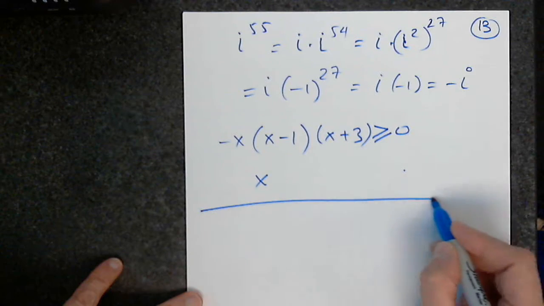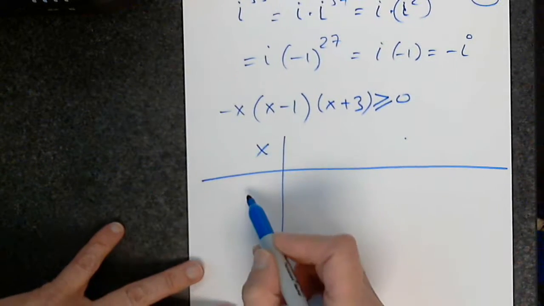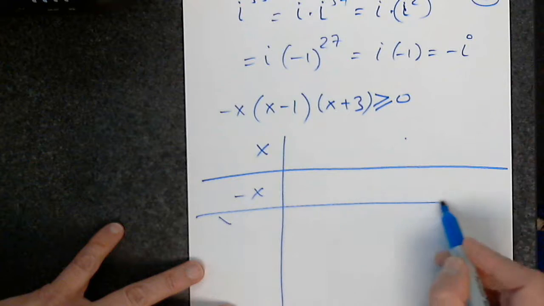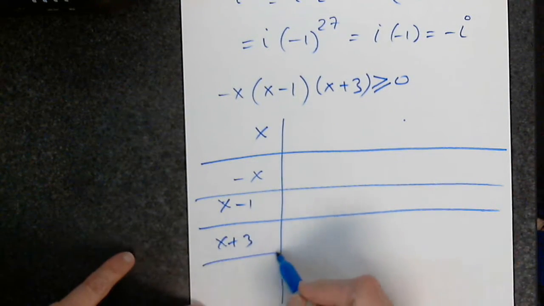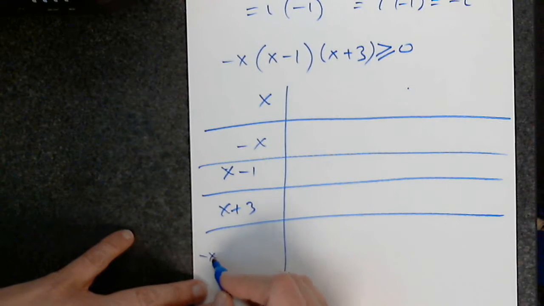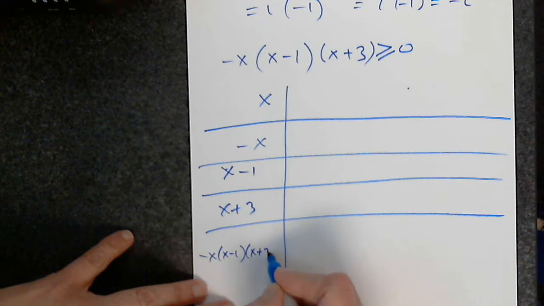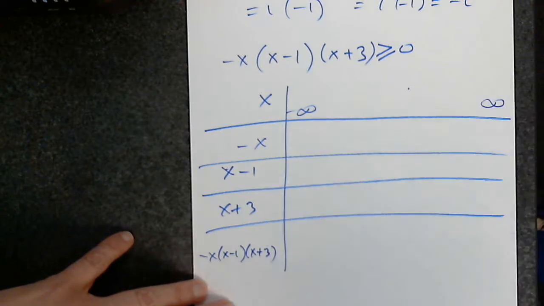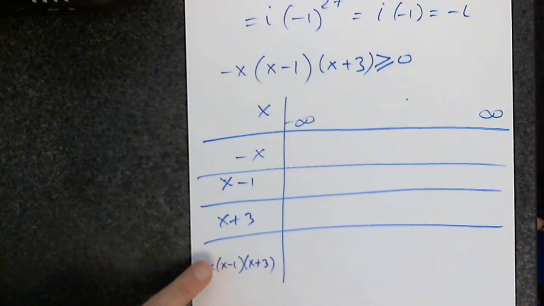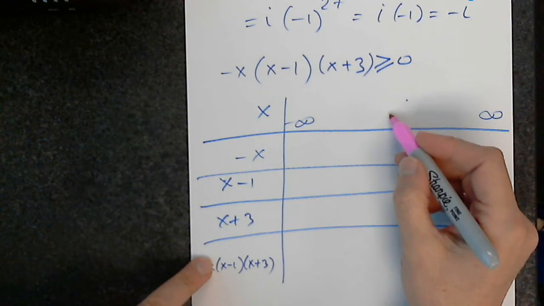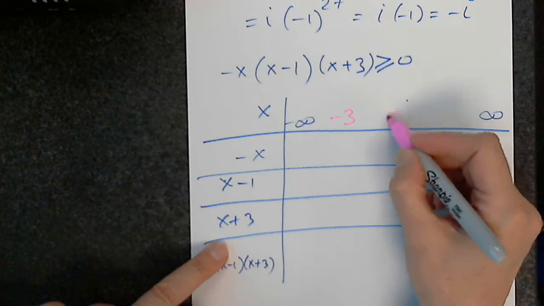So we have 3 factors. I have -x, I have x minus 1, and I have x plus 3, and I have the whole product, -x, x minus 1, x plus 3. Now, which numbers go in the chart? Not any number, but we know only 3 specific numbers will go in the chart. 0, 1, and negative 3. So -3, 0, and 1.